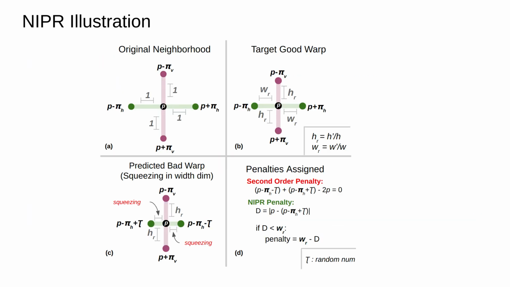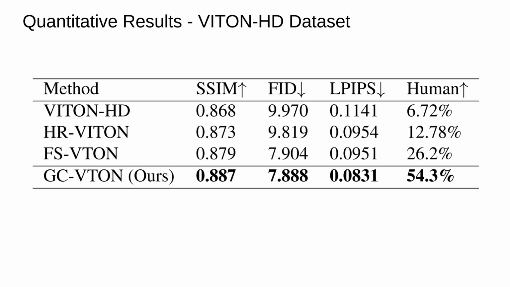Here is an illustration of a bad warp where there is squeezing in width dimension, but the second order regularization failed to assign any penalty. NIPR successfully discovers the artifact and appropriately penalizes the network. Quantitative results show superiority over existing SOTA methods over paired and unpaired metrics, as well as human study. The results are shown on VTON HD dataset.